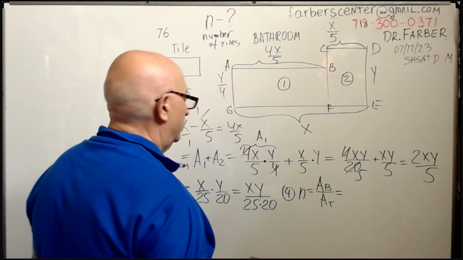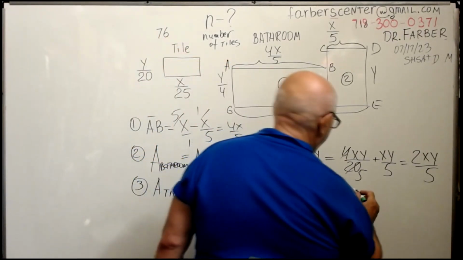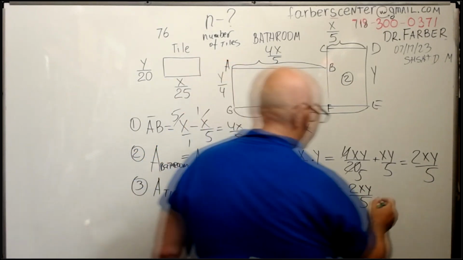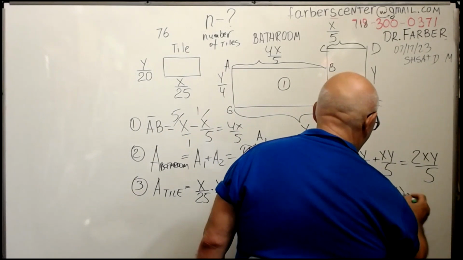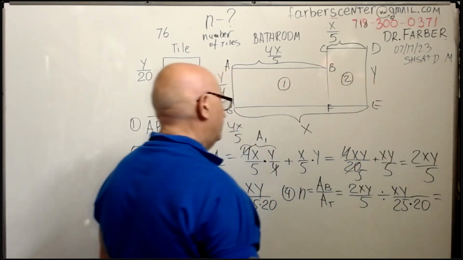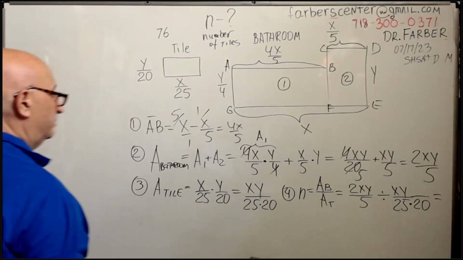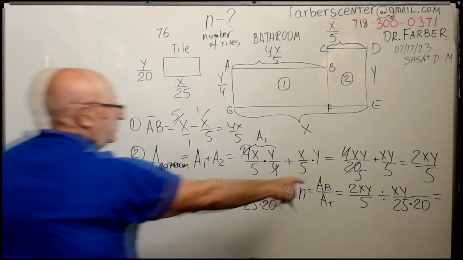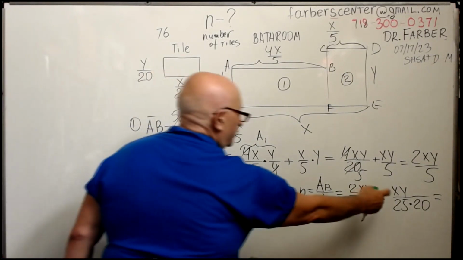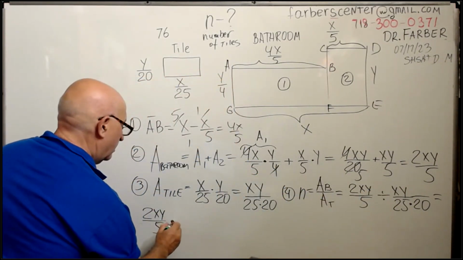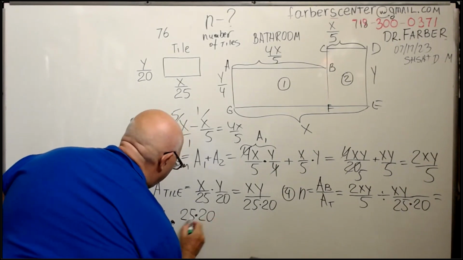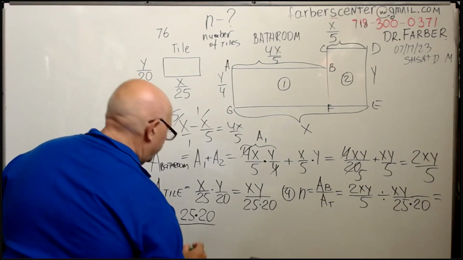Or the area of the bathroom, 2xy over 5, you're supposed to divide by xy over 25 times 20. You can multiply it out to 500. Or, like we did in the fourth grade, keep, change, flip. Keep the first like we have, 2xy over 5. Change division to multiplication. And flip upside down. 25 times 20 goes to the numerator, it's multiplication. And xy goes into the denominator.